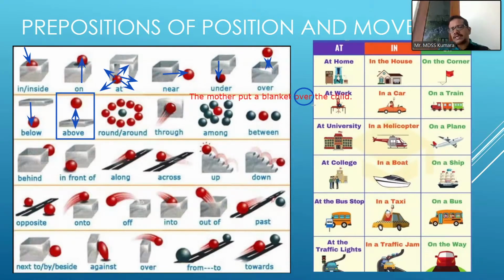Because a blanket is put in order to keep the child warm. So then the blanket has to touch the child. When you say above, what it means is the two objects do not touch each other. And the next position is round or around.